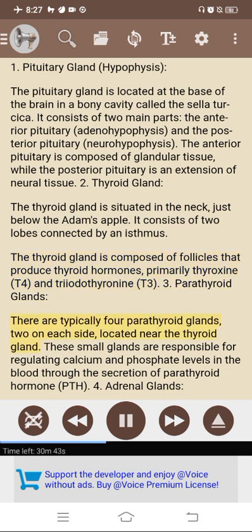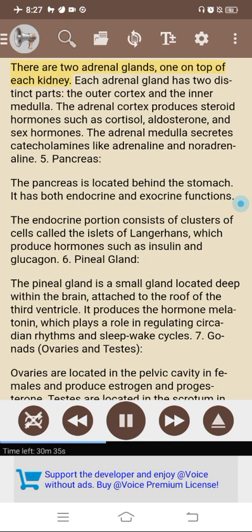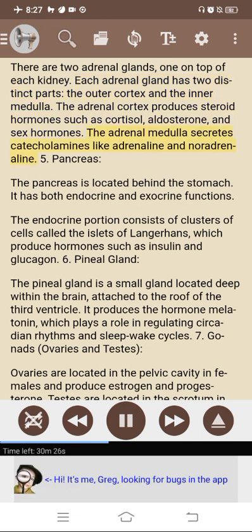3. Parathyroid glands. There are typically 4 parathyroid glands, 2 on each side, located near the thyroid gland. These small glands are responsible for regulating calcium and phosphate levels in the blood through the secretion of parathyroid hormone (PTH). 4. Adrenal glands. There are 2 adrenal glands, one on top of each kidney. Each adrenal gland has 2 distinct parts: the outer cortex and the inner medulla. The adrenal cortex produces steroid hormones such as cortisol, aldosterone, and sex hormones. The adrenal medulla secretes catecholamines like adrenaline and noradrenaline.